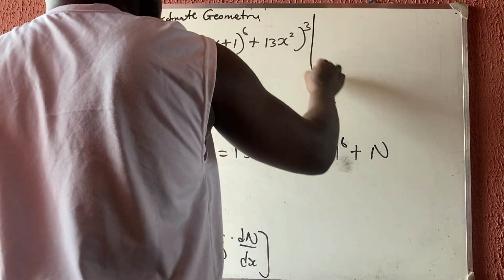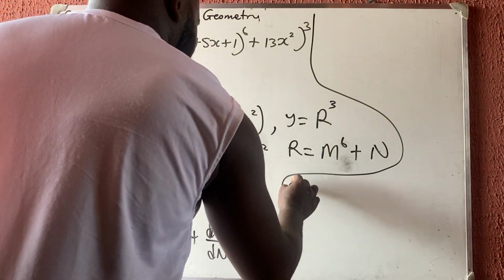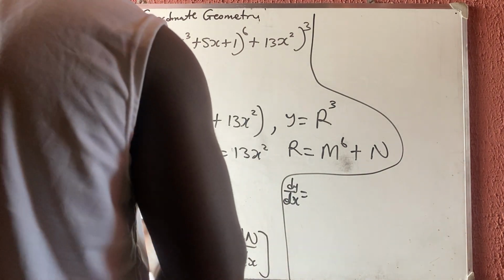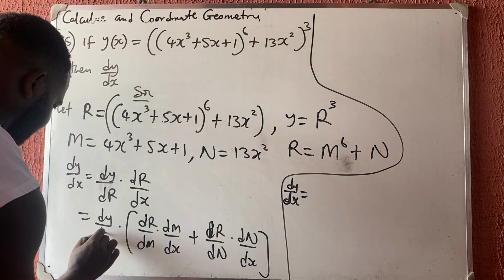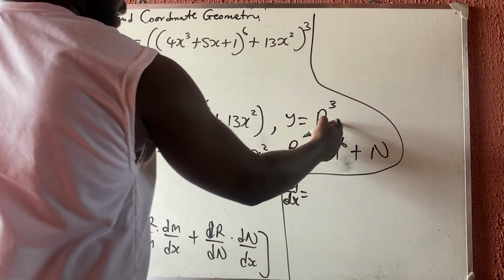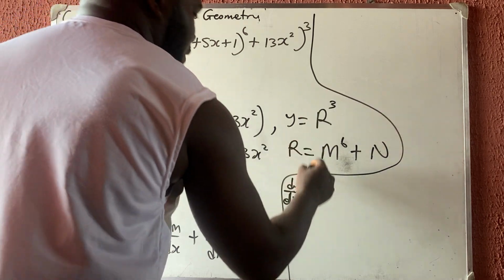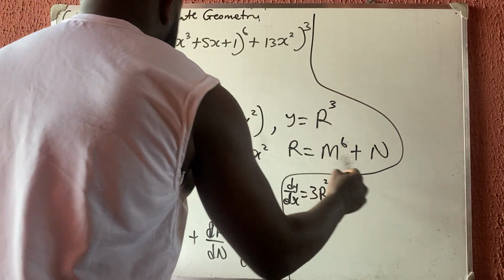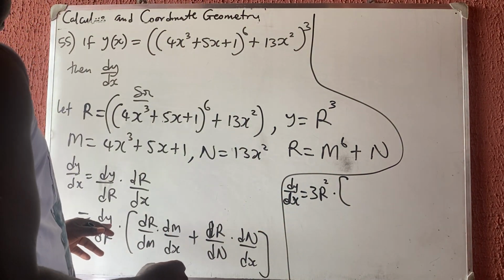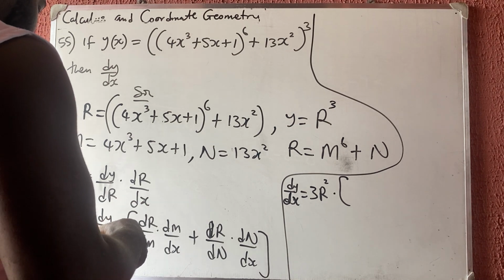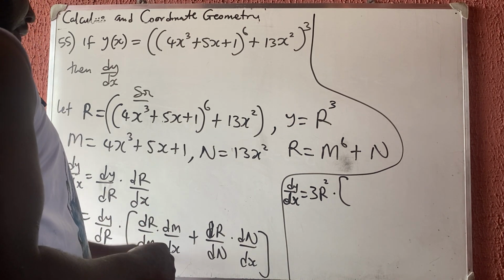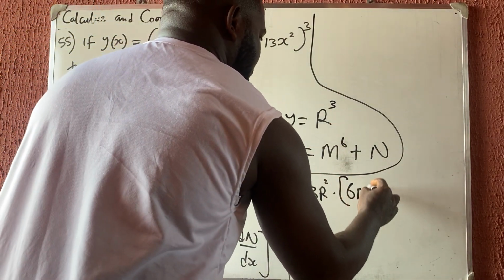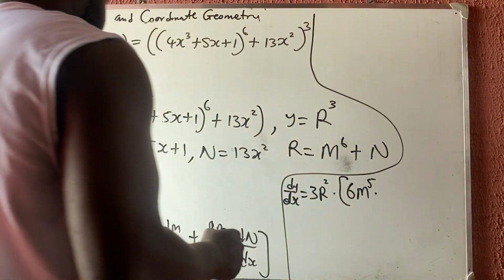Permit me, I don't know where to finish. Let me finish up here. So my dy dx is equal to, now, dy dx is equal to what? dy dr, this is y and r. dy dr will give me, multiply by the power, remove 1 from the power, that is 3r raised to power 2, times, now dr dm, where is r and m? This is r and m. So dr dm will give you 6m raised to power 5, dot dm dx.